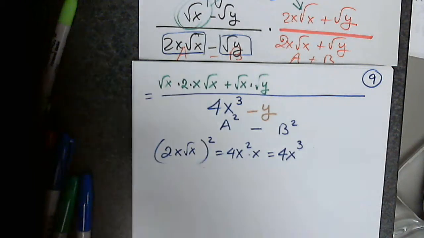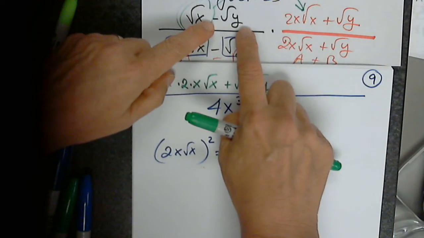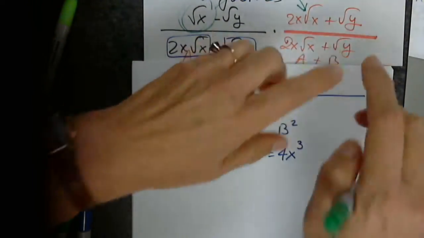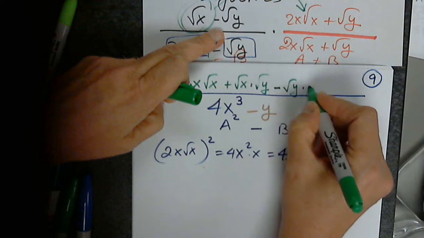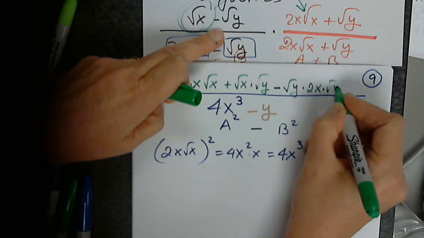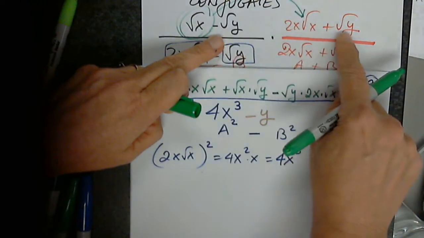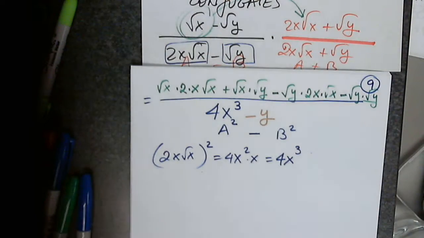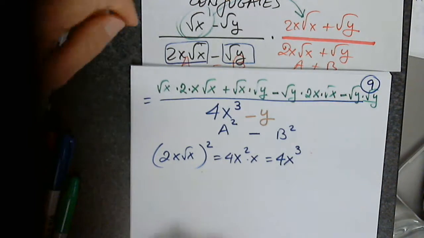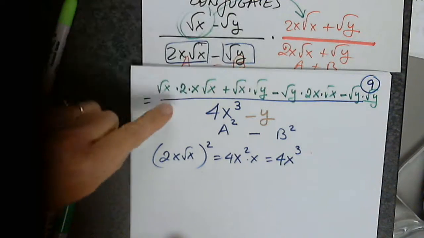Now, I am distributing negative the square root of y to the first term, and then finally negative the square root of y to the last term. So negative the square root of y times 2x times the square root of x, and then minus the square root of y times the square root of y. Let's look at this one more time before we attempt to simplify it. And let's check step by step what we did. The square root of x times 2 times x times the square root of x. I have it right here.